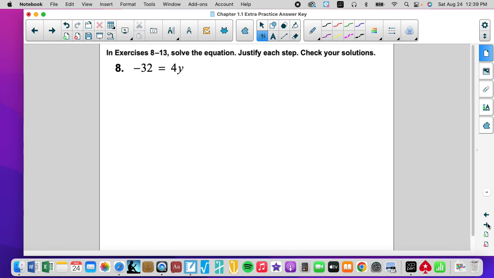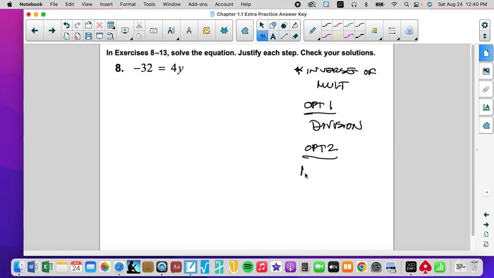So now we want to look and see what is happening to the variable. This time something's multiplying it. So the inverse of multiplication is division or multiplying by the reciprocal. That's an important thing to know. Inverse of multiplication has 2 options. Option 1, division. Most people are very comfortable with that. But option 2 is multiply by reciprocal.